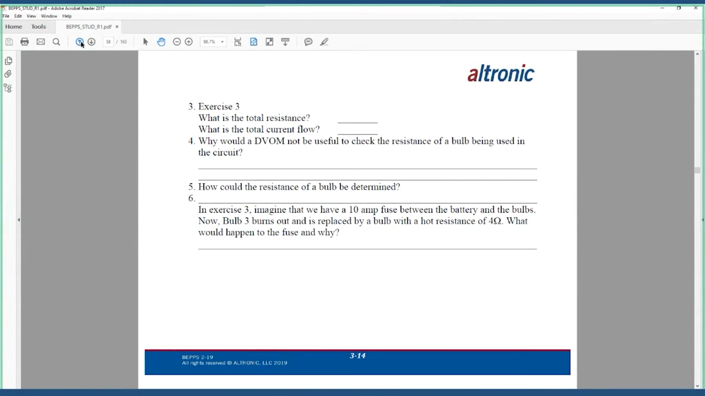Okay, so exercise 3, the total resistance is 1.9. Do we want to figure out what the total current flow is? Sure, why not? Now that we know the total resistance, what's the total current flow? If it's 9 volts, so that's our E, and it's 1.9 for our total resistance, so that's our R, and we want to find out our I, our amperage.